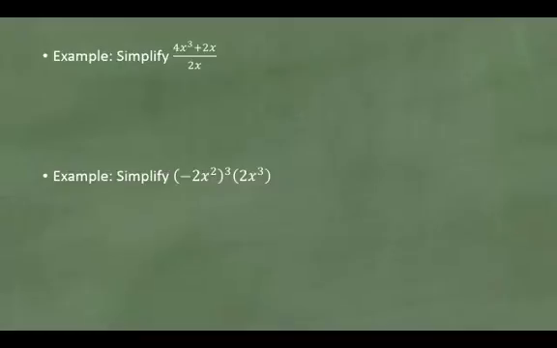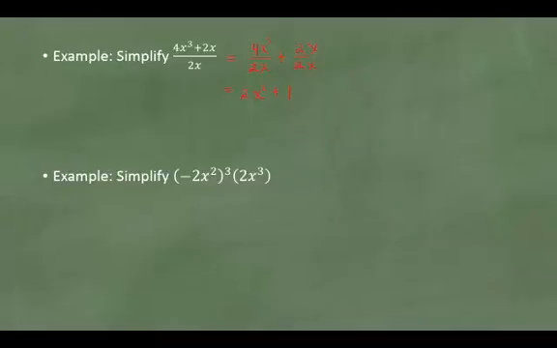Okay. For this division problem, we're going to just simplify term by term. 4x cubed over 2x plus 2x over 2x. 4 divided by 2 is 2. X cubed divided by x is x squared. 2 divided by 2 is 1. And x divided by x is 1.